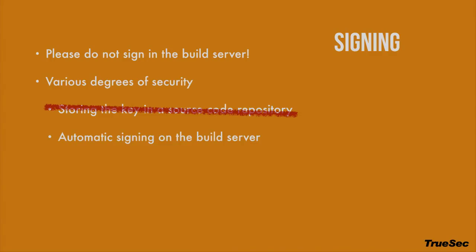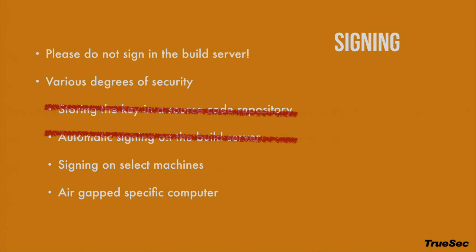And again, signing on the build server, turn it into a signing oracle, not good. Signing on select machines. You have a select few machines with code signing keys, and maybe a few developers have access to those and are able to sign code and do your release packages. That's not bad, really. That's okay. And using one air-gapped specific computer, it's not connected to any network, it's used just for code signing. Now we're getting somewhere.